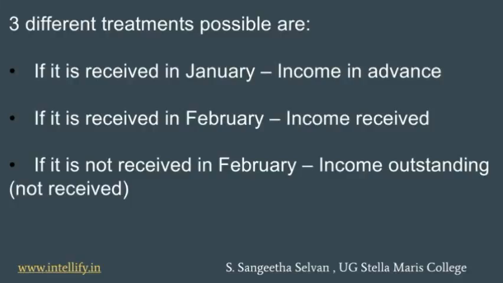So these are the three possible treatments in a revenue. Either it could be received in advance, it could be received on time, or it could not be received. That is, it could be outstanding. A revenue could be of these three possible types. The detailed accounting treatment and how it will tally in the books of accounts will be dealt separately when we study the chapter financial statements and their adjustments.